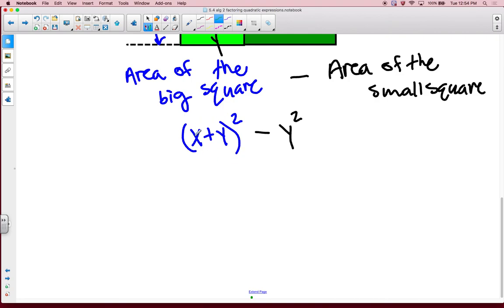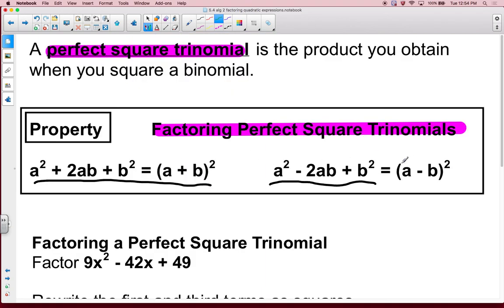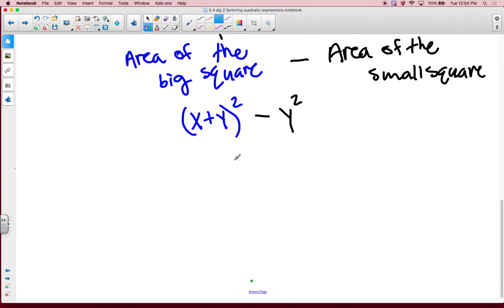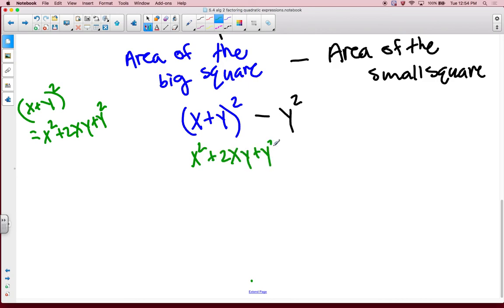This we should know, we just learned this in the previous slide. We need to be able to go both ways. So instead of a plus b squared, it's x plus y squared. We're using this form, which is a perfect square trinomial. You would have x squared plus 2xy plus y squared. I know that x plus y squared is equal to x squared plus 2xy plus y squared, so I'm going to write that underneath here: x squared plus 2xy plus y squared. I'm going to bring this part down, minus a y squared.